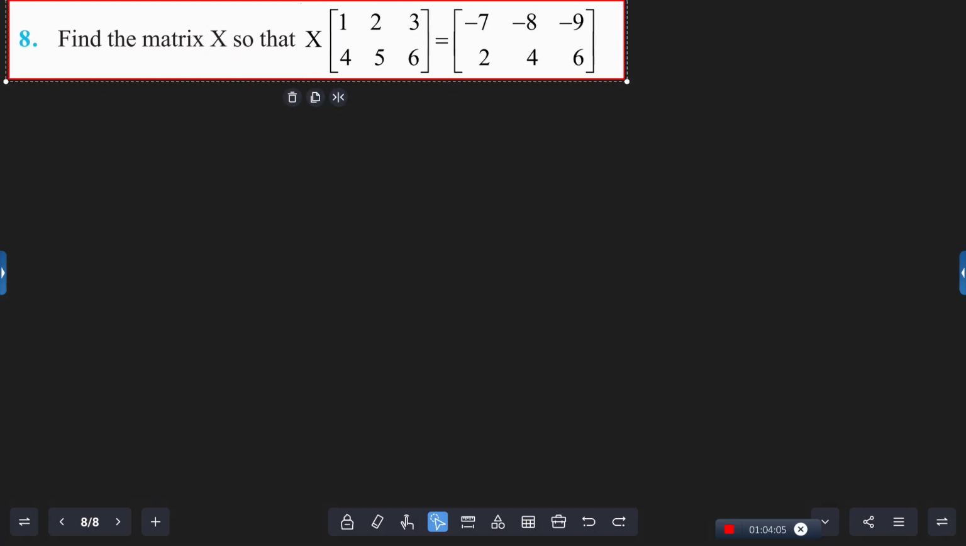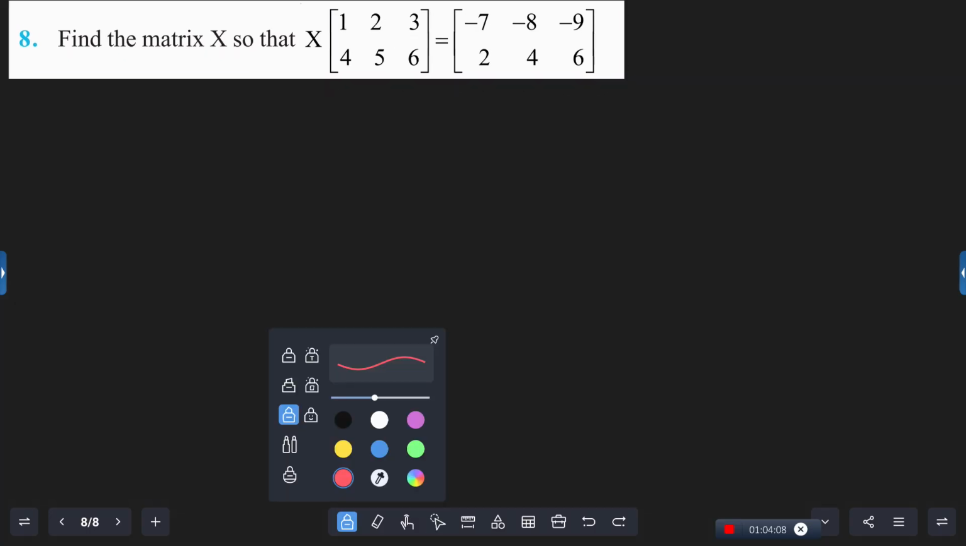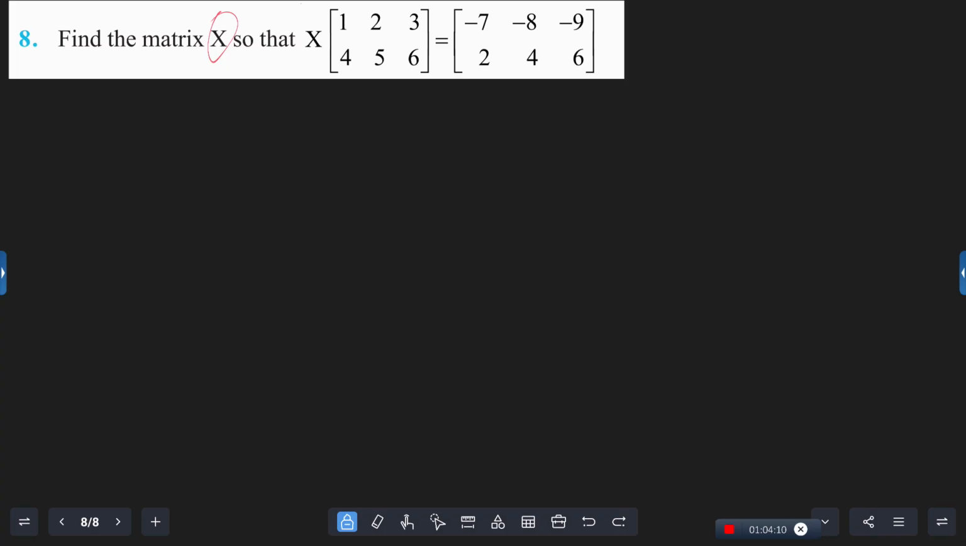Question number 8. Children, listen. This is a little different. Find the matrix X. Find the matrix X. So X is given here. X is multiplying with this matrix. Okay, X is multiplying with the matrix.